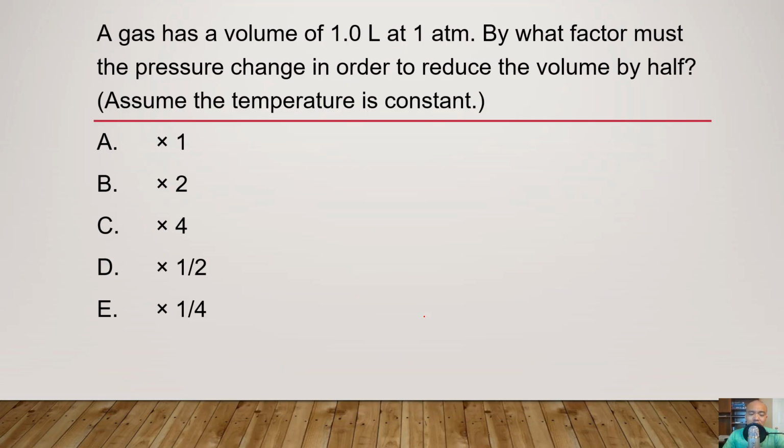Let's look at another question. A gas has a volume of 1 liter at 1 atm. By what factor must the pressure change in order to reduce the volume by half? Remember, this is the typical application for Boyle's Law. Boyle's Law tells us for the volume to reduce by a half, the pressure must increase by 2 times, or it should be doubled. B is the correct answer, because P times V is a constant.